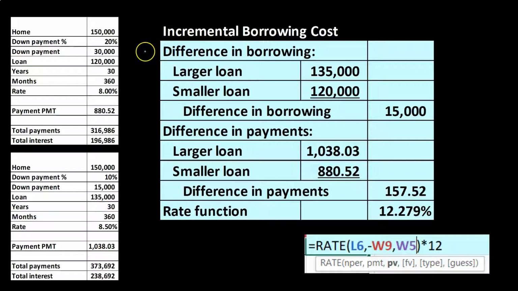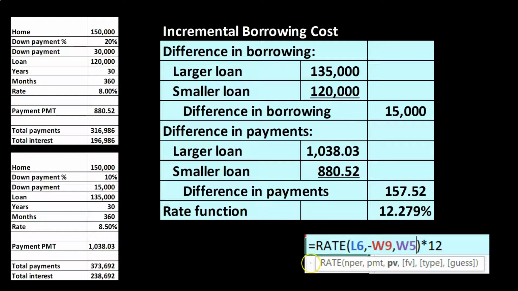So if we take this information, what you do is look at the differences between the loans. The larger loan was 135 versus the smaller 120. The difference is 15,000. The incremental amount increase in the loan would be 15,000. The larger loan amount in terms of the payments resulted in 1,038 using the payment calculation versus the 880.52. So there's a difference in the payments of the 157.52. Now you can figure out basically the incremental borrowing rate cost using the rate function, or you can use the IRR. The IRR being a little bit more intuitive and being easier to do if you have a bit more complex scenarios. We'll do both of those when we work the practice problem.